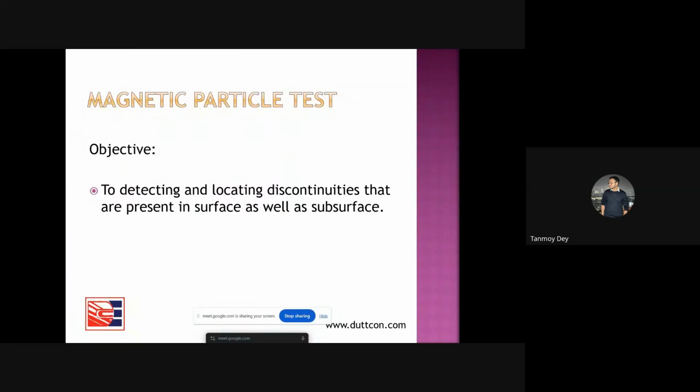This is the magnetic particle test. The name itself suggests it uses magnetic particles. So it is applicable only for ferrous material. Ferrous material may be magnetic or non-magnetic, you know. If the steel is austenitic, it is non-magnetic. For magnetic material, we use it.